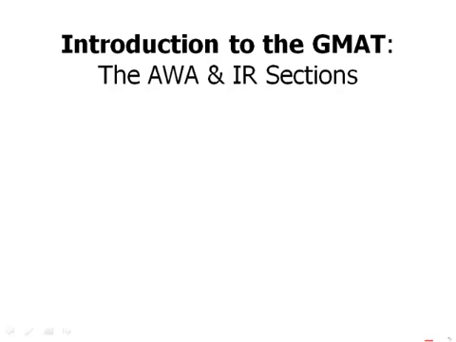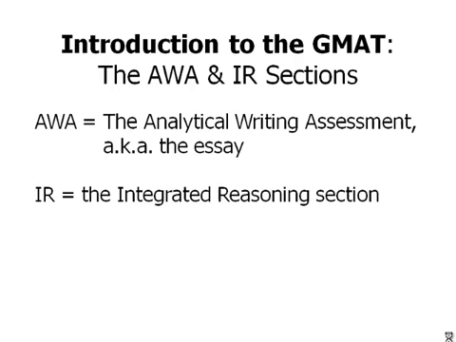The AWA and IR sections. All these abbreviations hit you when you start preparing for the GMAT. What do these stand for? AWA stands for the Analytical Writing Assessment. In other words, that's the essay that you write for the GMAT. And IR stands for the Integrated Reasoning section.